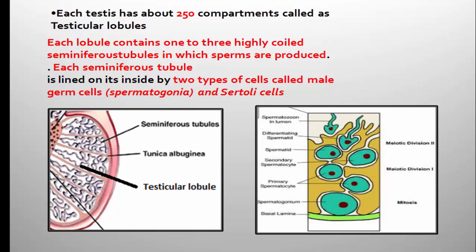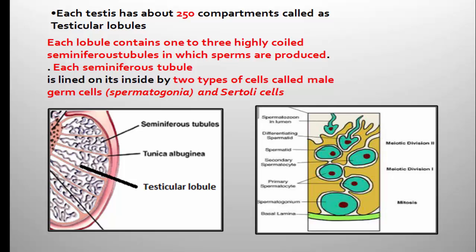Here you need to remember the number. The number of testicular lobules in each testis is 250, and each testicular lobule contains 1 to 3 highly coiled structures called seminiferous tubules. And remember, the seminiferous tubules are the coiled structures of the testis in which the male gametes, sperms, are produced. Where exactly does sperm production occur in the human testis? The answer is seminiferous tubules.